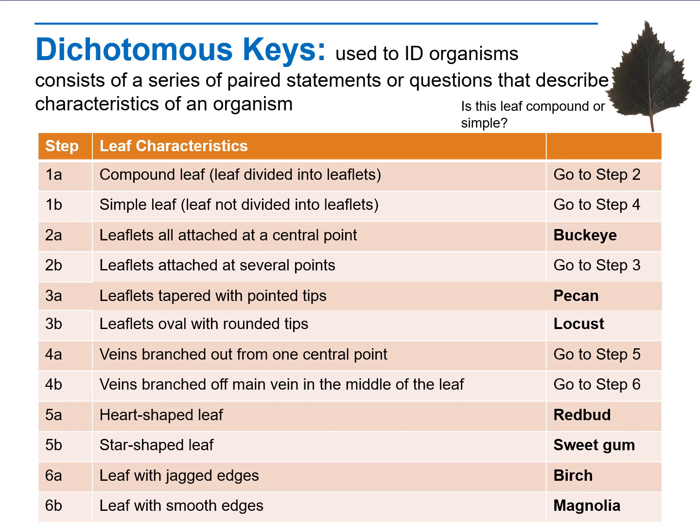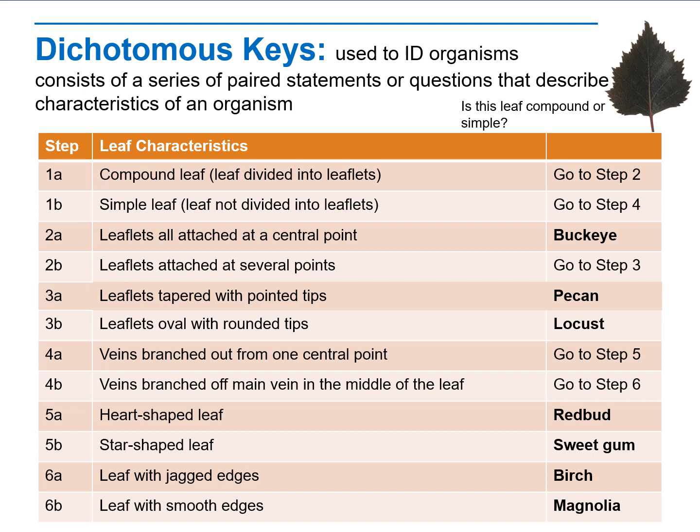Dichotomous keys are ways to identify different organisms based on their characteristics. And so this is a way where we can look at different leaves and determine what type of tree they belong to. So if it's a compound leaf, meaning that there are several different leaflets, or if it's a simple leaf, meaning that it's not divided. And then if it's a simple leaf, you would then go to step 4 and look at those different characteristics in order to figure out which trait it possesses until you can classify that particular type of tree.